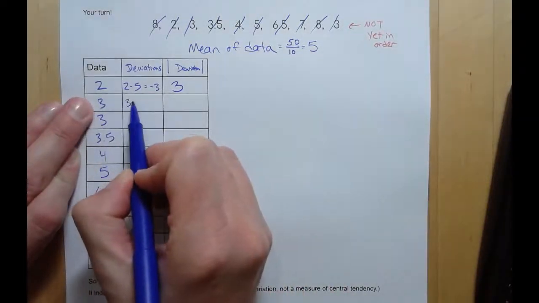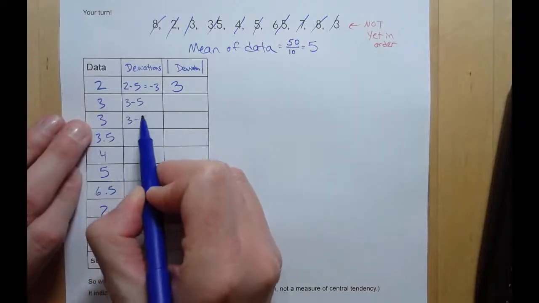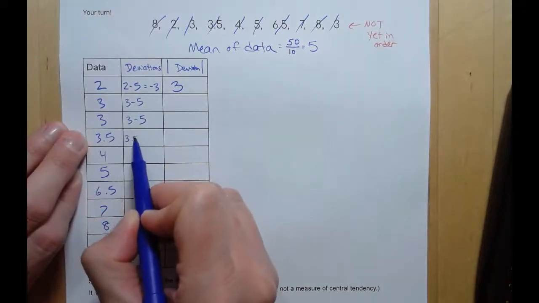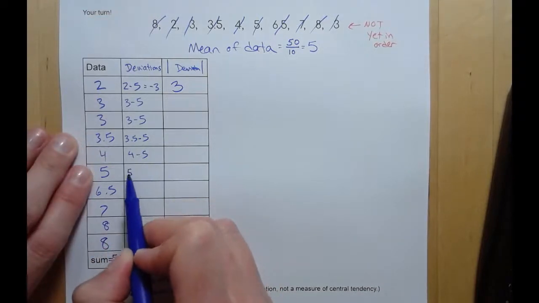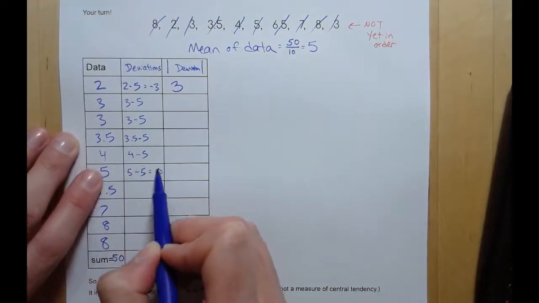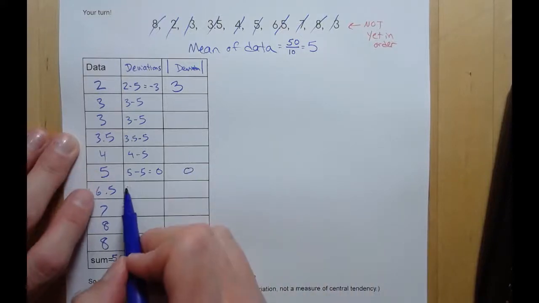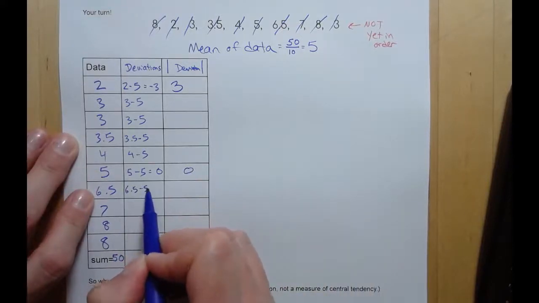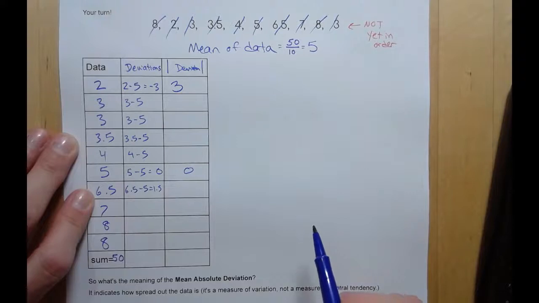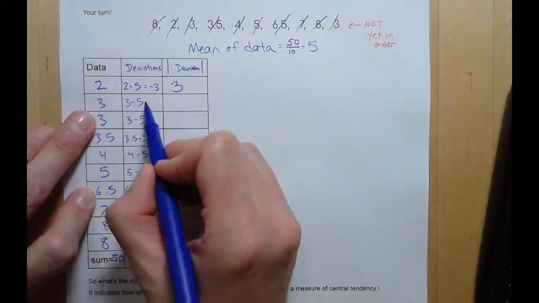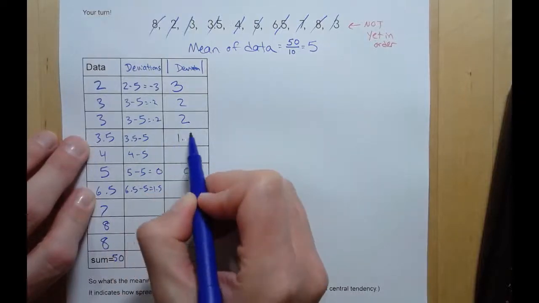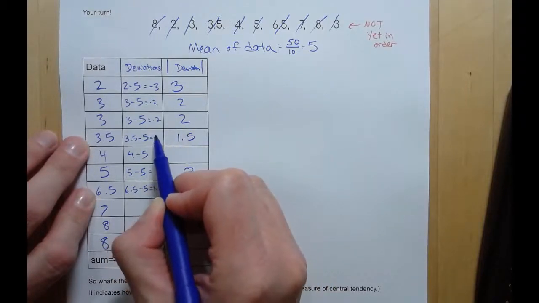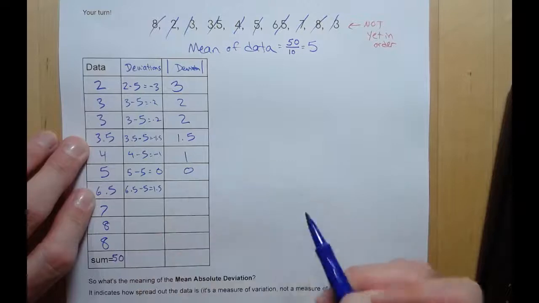So this data point minus the mean, this data point minus the mean, this data point minus the mean. These are all negative numbers here, but here, this data point is right at the mean, so that deviation is nothing. And then these data points are to the right of the mean, so we're going to be getting positive answers for these. So we'll go ahead and say this is 2 away. This is only 1.5 away, right? This one's only 1 away.